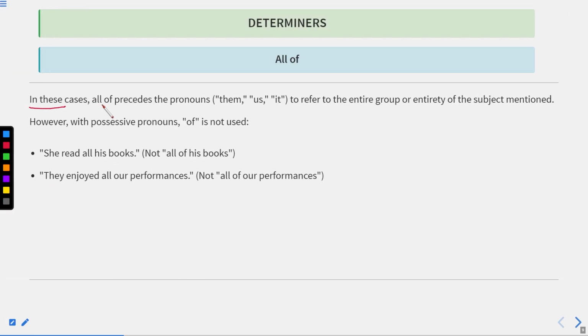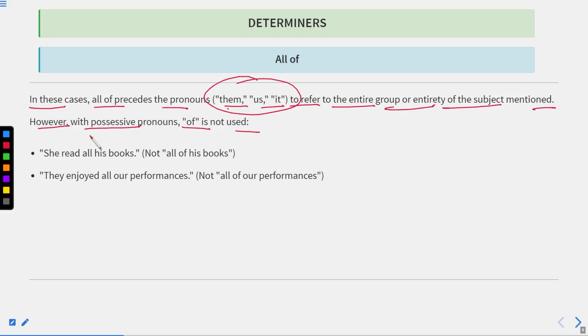Now, in these cases, all of precedes the pronouns them, us, or it. Them, us, and it are the objective pronouns. Them is the objective case of they, us is the objective case of we, and it is the objective case of it, to refer to the entire group or entirety of the subject mentioned. However, with possessive pronouns, of is not used. For example, all his books, all my books, so I cannot say all of my books.